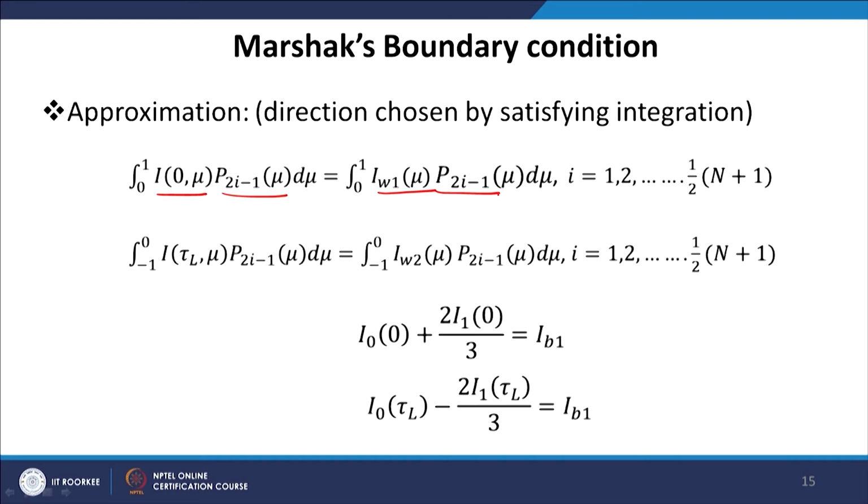When we do that for the bottom and top walls, the boundary conditions become I 0 at 0 plus 2 I 1 at 0 by 3 is equal to I b1. This is the first boundary condition at tau equal to 0, and the second boundary condition is I 0 at tau L minus 2 I 1 by 3 is equal to I b1. So, there is a slight difference in the boundary conditions.